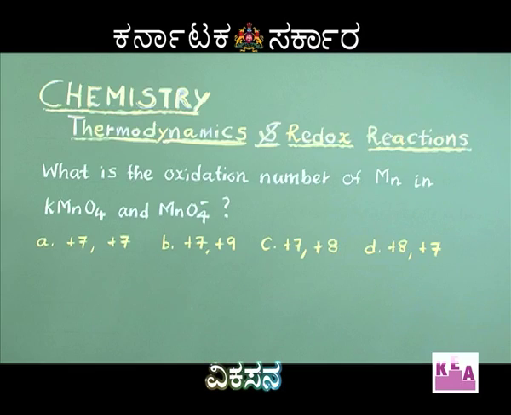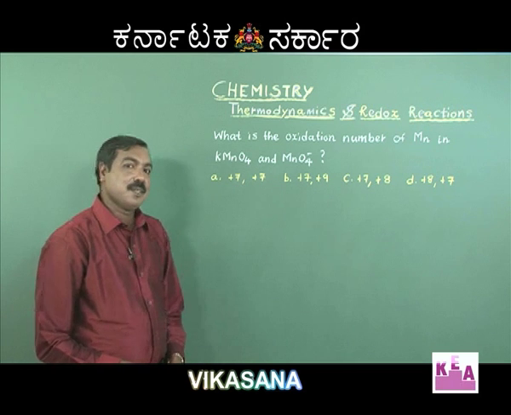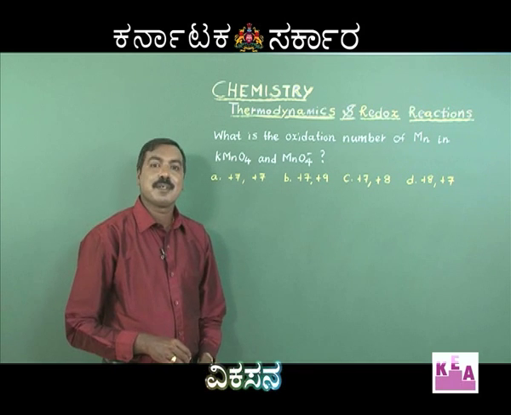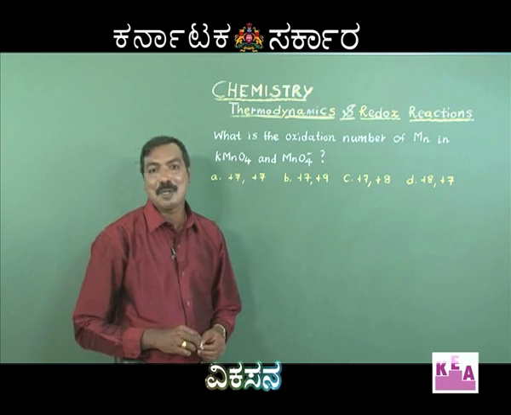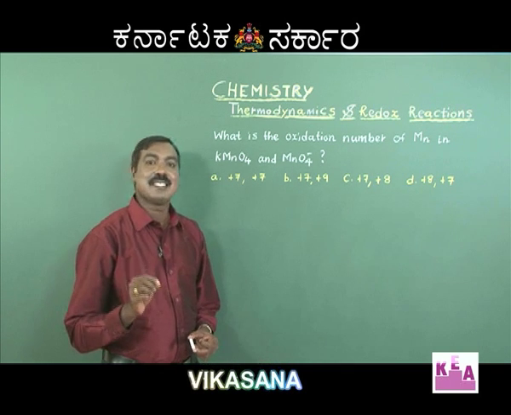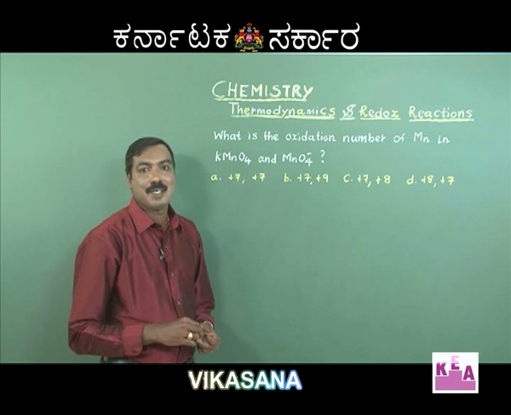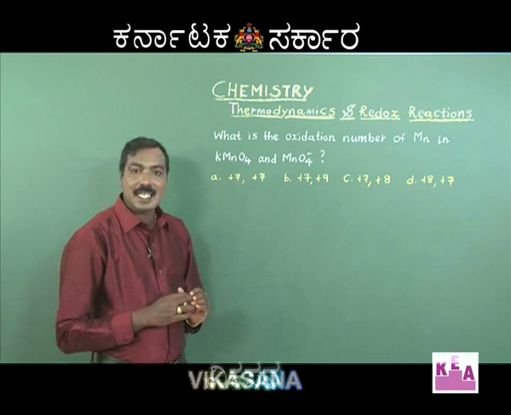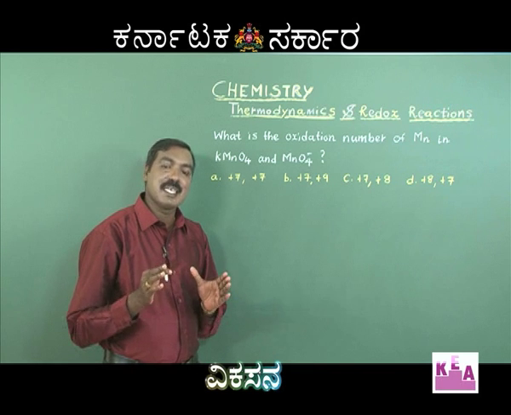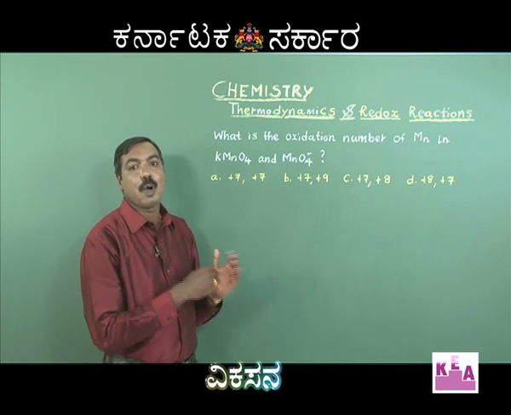Our next question: what is the oxidation number of manganese in KMnO4 and MnO4 minus? To calculate the oxidation number, you should know the meaning of an oxidation number. Oxidation number is the apparent charge of an atom, and the rule says that the sum of oxidation numbers is equal to 0 when it comes to a compound.